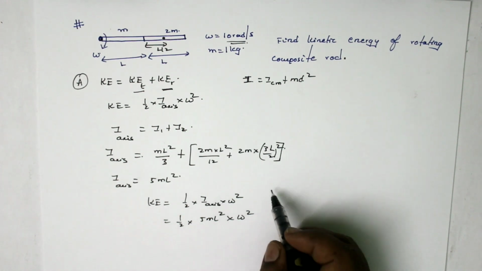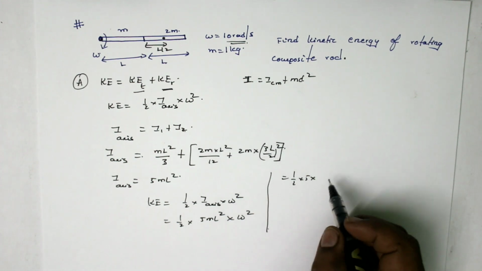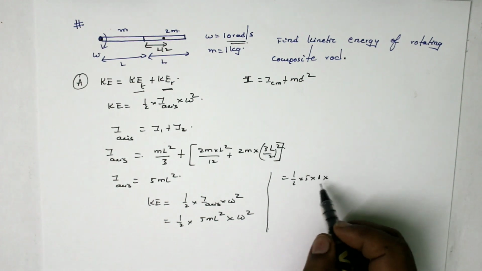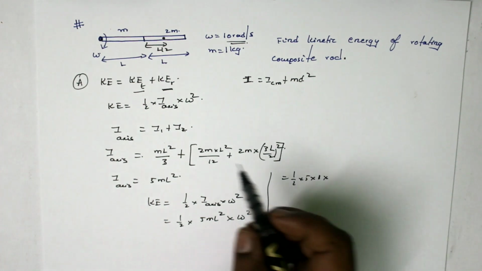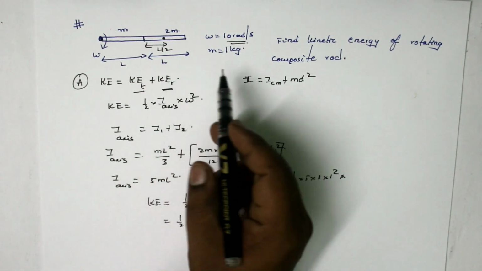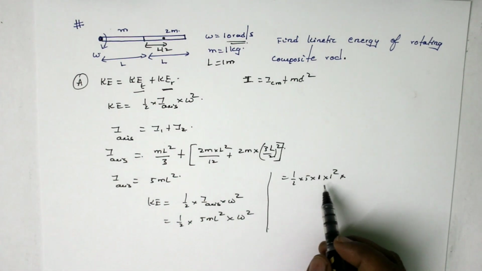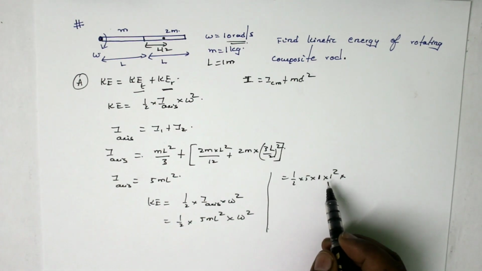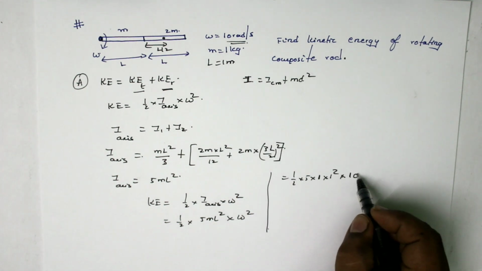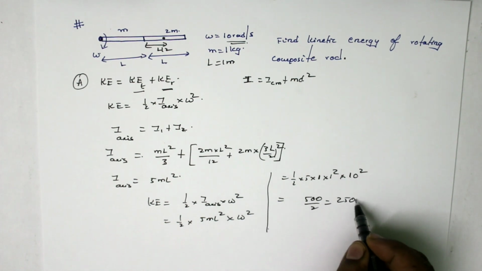So this should be equal to half into 5 into mass, which is given as 1 kg here, so 1, into the length of each rod, L equal to 1 meter, which is given, so 1 square. Length is equal to 1 meter. So 5 into m into L square into omega square, where the angular velocity is given as 10, so 10 square. So this equals 500 divided by 2, which is equal to 250.